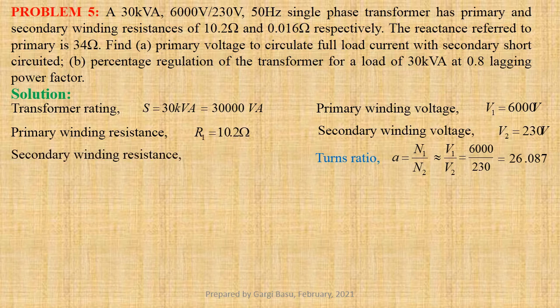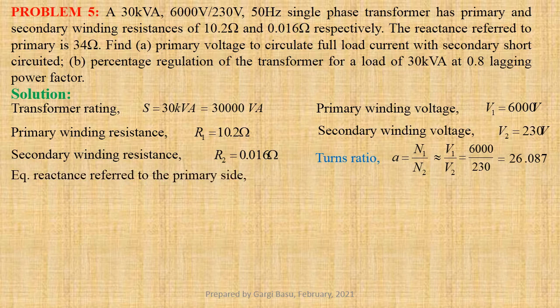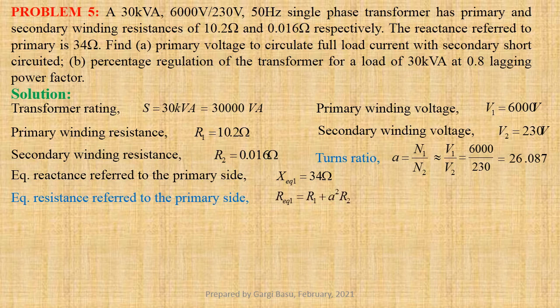Secondary winding resistance R2 equals 0.016 ohm. Equivalent reactance referred to the primary side XEQ1 equals 34 ohm. Let us now determine equivalent resistance referred to the primary side. REQ1 equals R1 plus A square times R2, that is equal to 10.2 plus 26.087 square into 0.016, that gives us 21.0885 ohm.